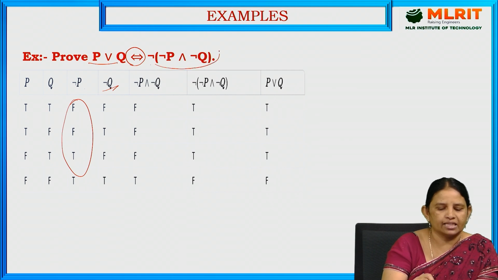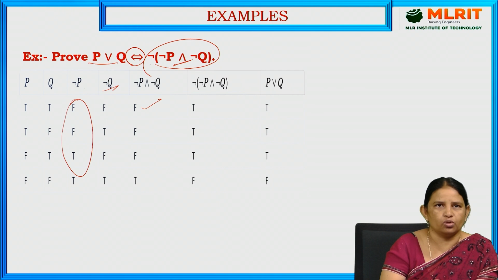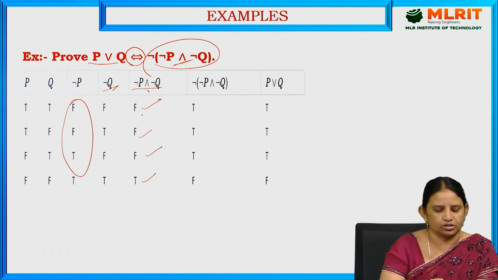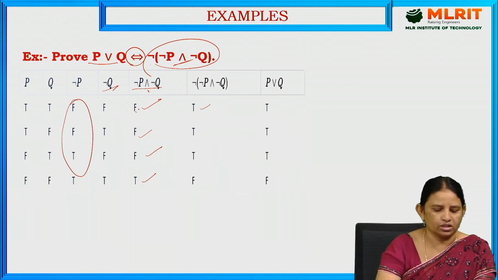Then first apply the innermost proposition. We know negation P and negation Q. Apply AND in between the two: false, false, false only, then false, true gives false only, true, false is false only, true, true is true only. Again apply the negation to the same proposition, writing the opposite of the values: false becomes true, false becomes true, false becomes true, and true becomes false.